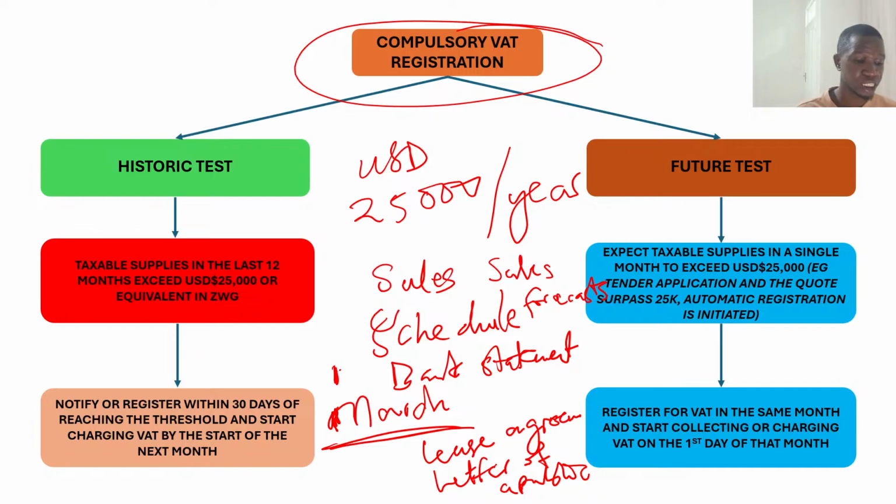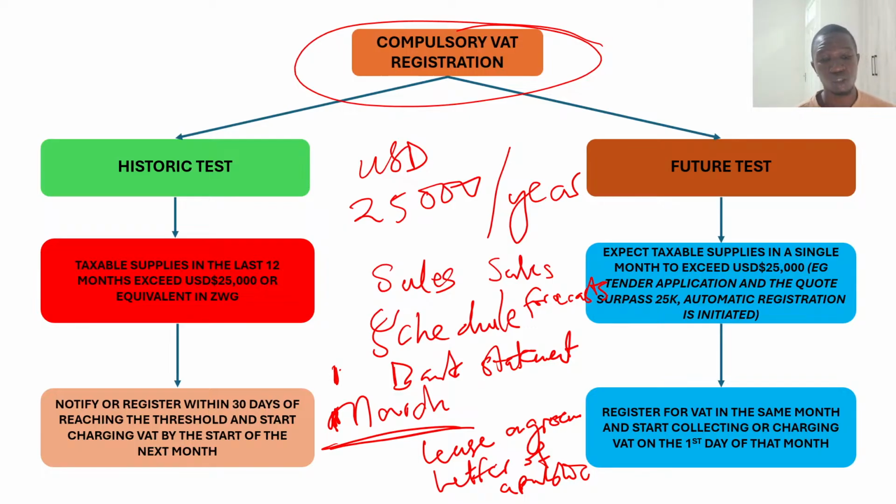Then the future test on compulsory registration: you expect that your taxable supplies in a single month will exceed 25,000. Let's say you applied for a tender. Once your tender price surpasses 25,000, you are now automatically registered for VAT.